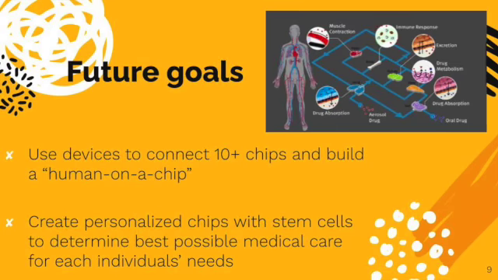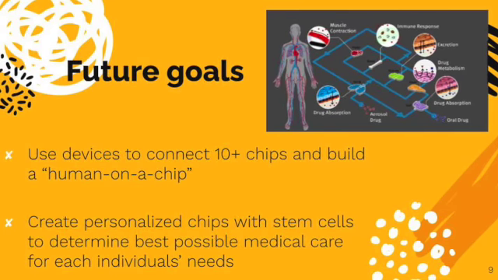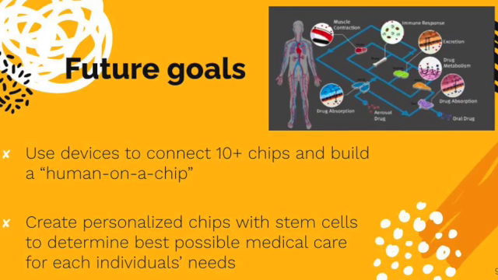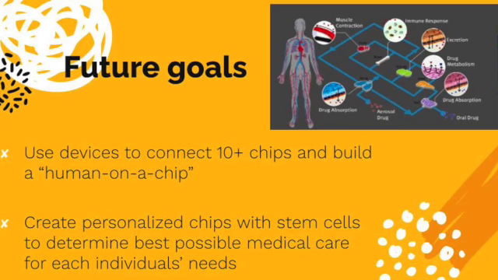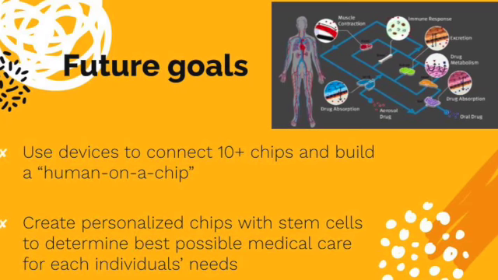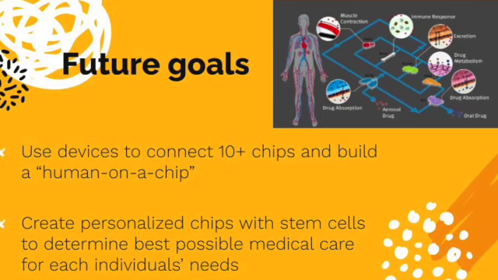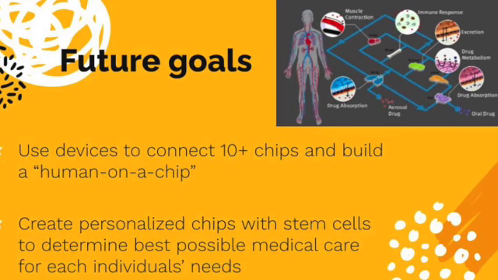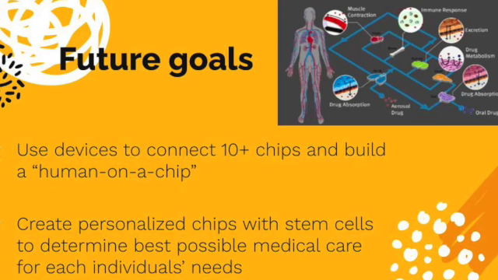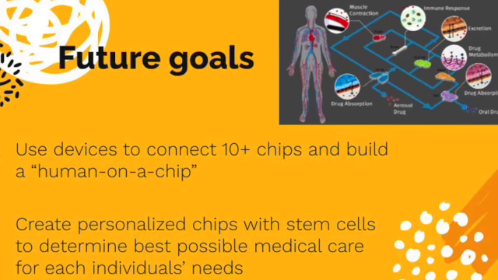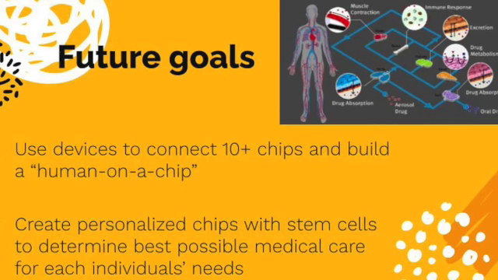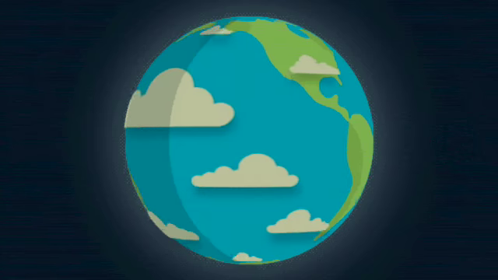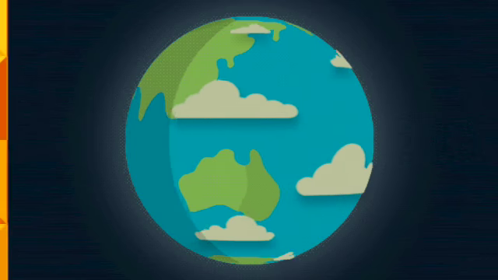The future of organ chips has many exciting applications to medical research. One of these goals includes creating a human on a chip, which is a collection of 10 plus connected organ chips representing the larger organism. Another goal is to create patient-specific chips using stem cells. These organ chips would be used to create personalized care plans for an individual based on research conducted using their own personal chip. These applications could revolutionize healthcare research and improve patient care worldwide.